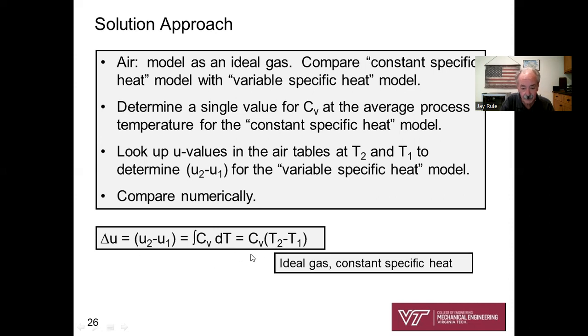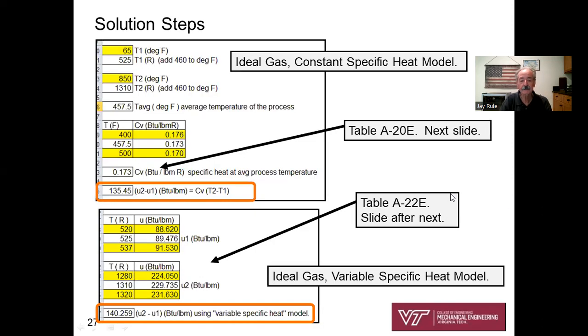So notice here is my expression for this first bullet item, ideal gas with constant specific heat. Here's the numerics. I've boxed out our model for constant specific heat, and then I've boxed out doing this with variable specific heat. So let's look at constant specific heat first. I wrote down the initial temperature and converted it to absolute temperature in case I need it. Second temperature converted to absolute in case I need it.